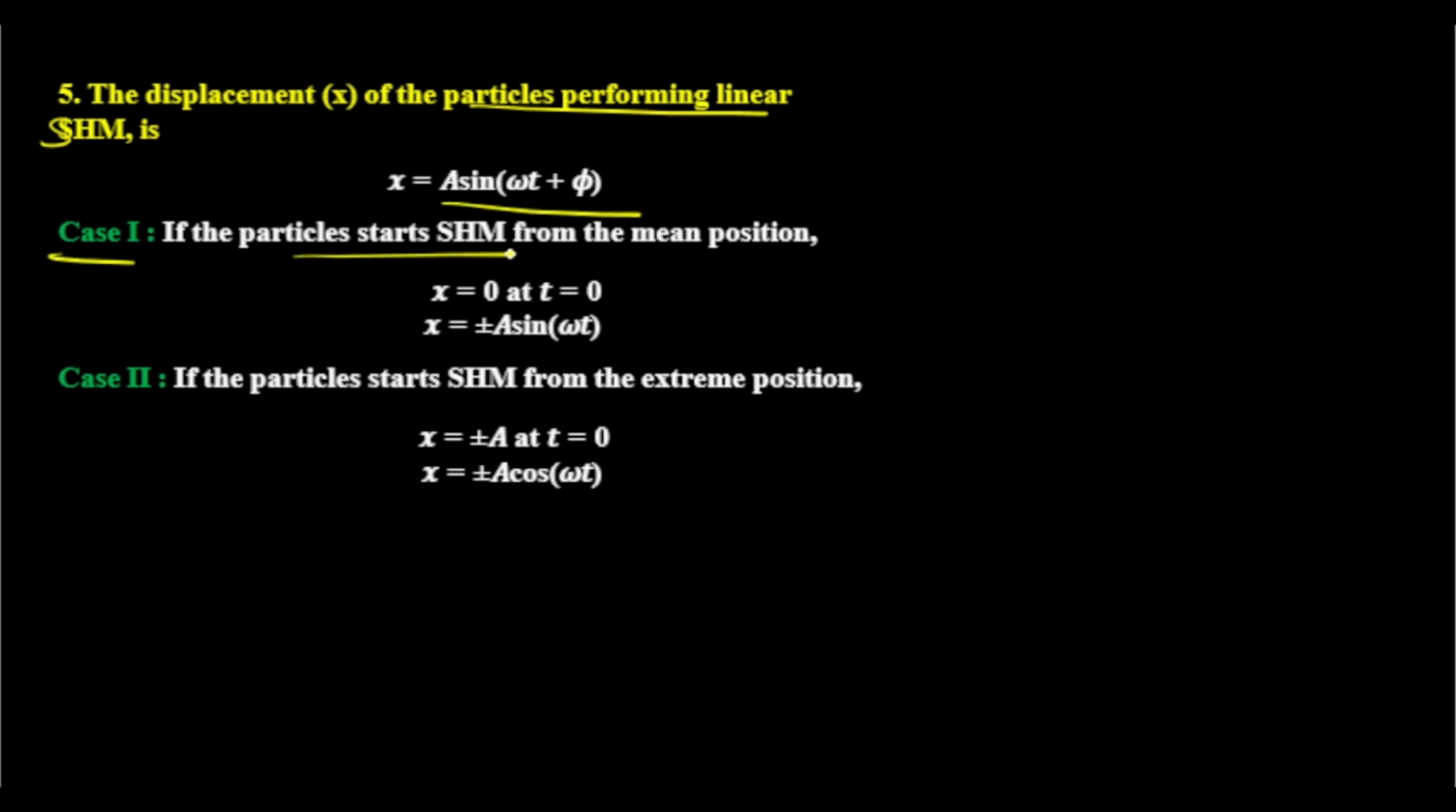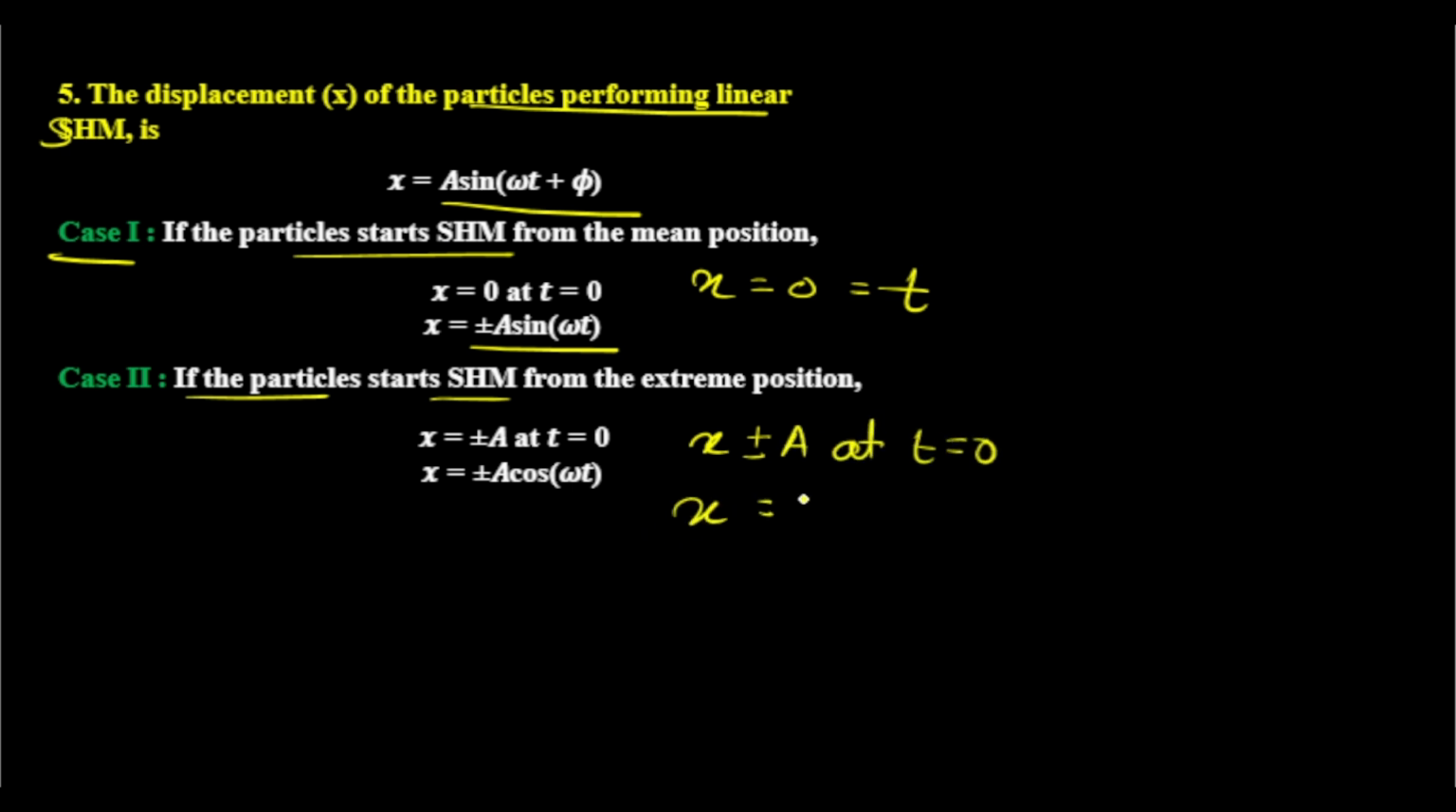Case 1: if the particle starts SHM from mean position, x is equal to 0 and t is also equal to 0, plus minus a sin omega t will be our x value. Now, if the particle starts SHM from extreme position, that is x is equal to plus minus a at t is equal to 0, then x is equal to plus minus a cos omega t.